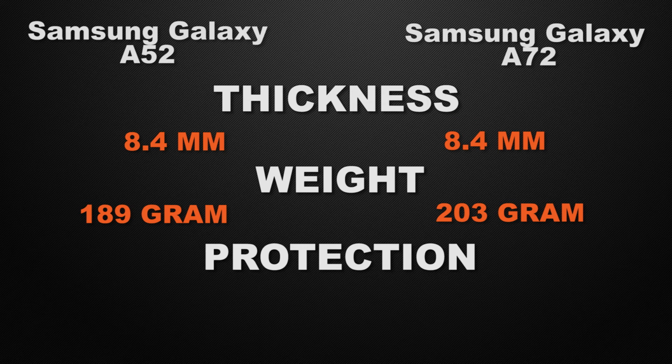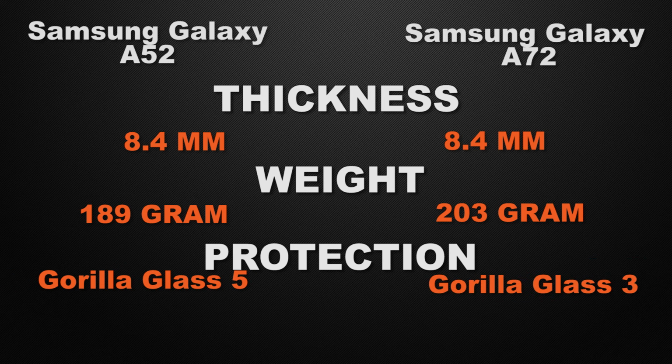And about the protective glass of the devices, A52 has Gorilla Glass 5, whereas A72 also has Gorilla Glass 5. So it's a tie here because both of the devices come with the same protective glass.